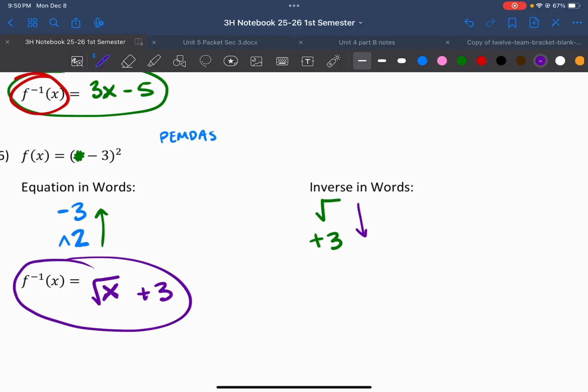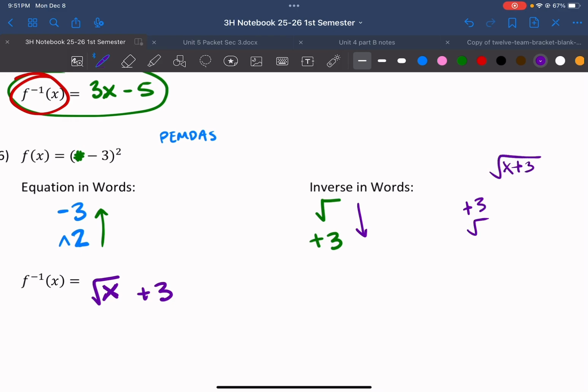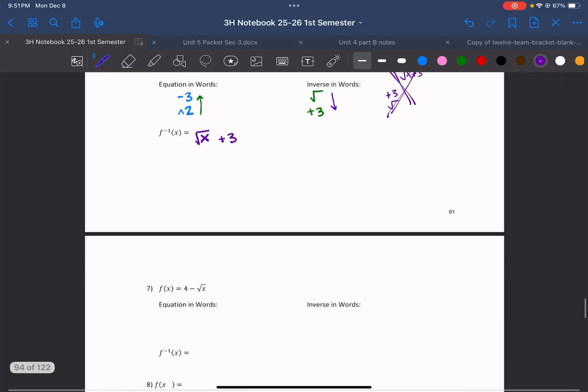Make sure that this 3 is not underneath the square root. That's what it would look like if these were flipped. If these were flipped and it was plus 3 and then square root, then it would be the x plus 3, all of it square rooted. They're very different things. Okay.